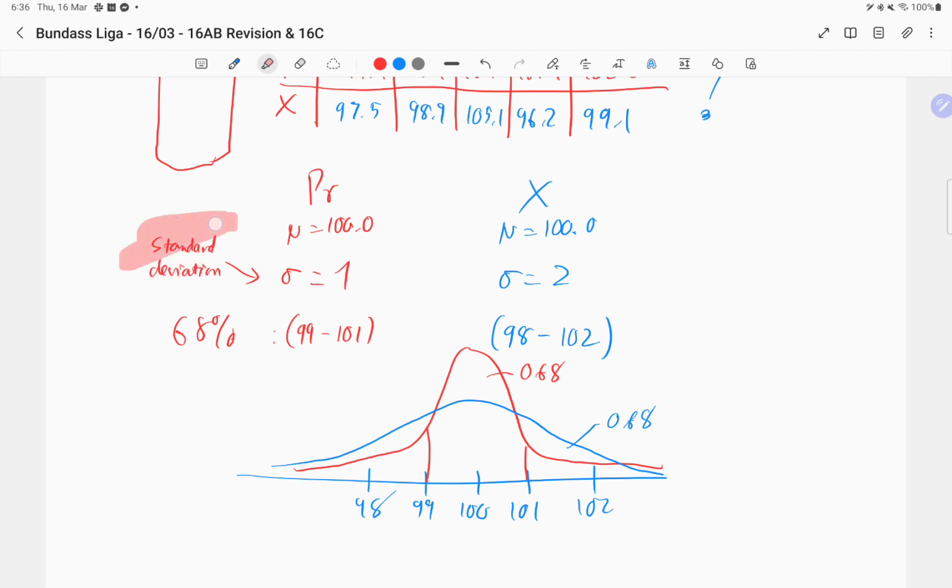It tells you which product or which quantity has a higher spread of values. Make sense? Yeah, so that's the intuition for standard deviation.